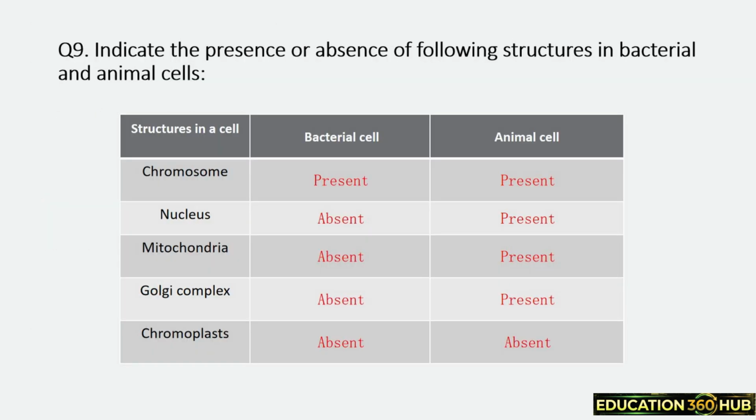Question number 9. Indicate the presence or absence of the following structures in bacterial and animal cells. Chromosome, present in both bacterial and animal cells. Nucleus, absent in bacterial cell but present in animal cell. Mitochondria, absent in bacterial cell but present in animal cell. Golgi complex, absent in bacterial cell but present in animal cell. Chromoplasts, absent in both bacterial and animal cell.